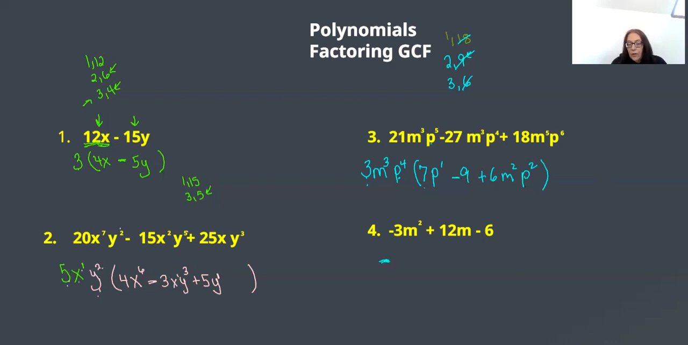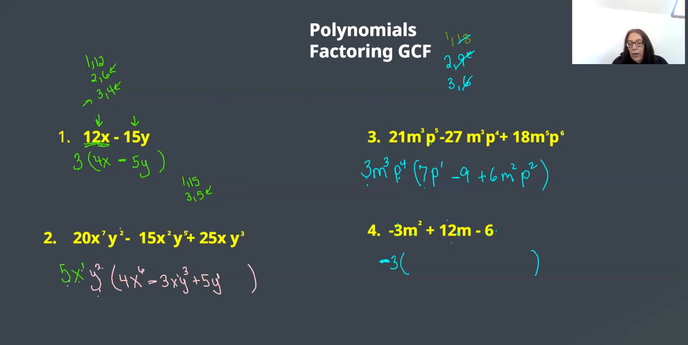Now, the smallest number is 3. Will 3 go into 12? Yes. Will 3 go into 6? Yes. So I can take out a 3. All the terms don't have an m, so that's all I can factor out. We've got 3 terms to start with. We have to have 3 terms in the parentheses.